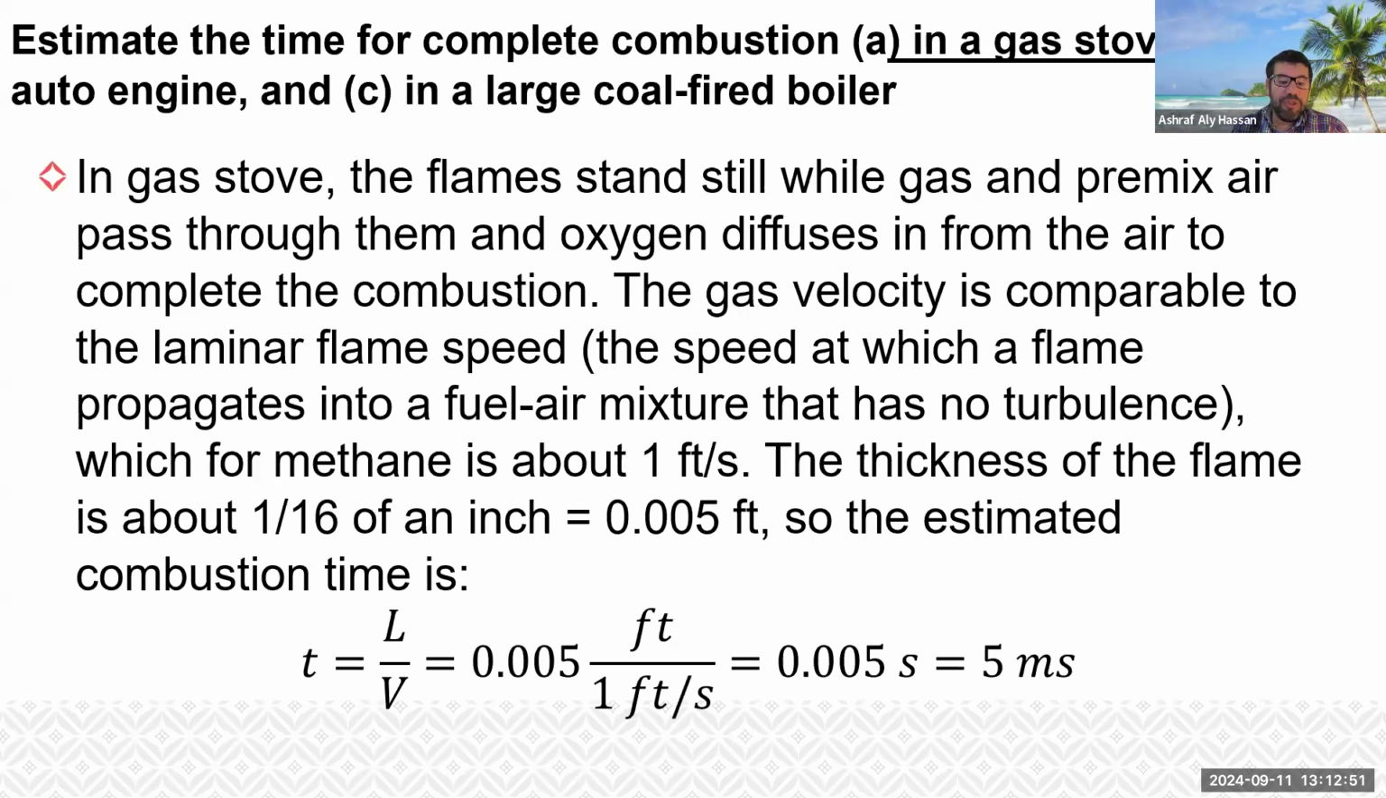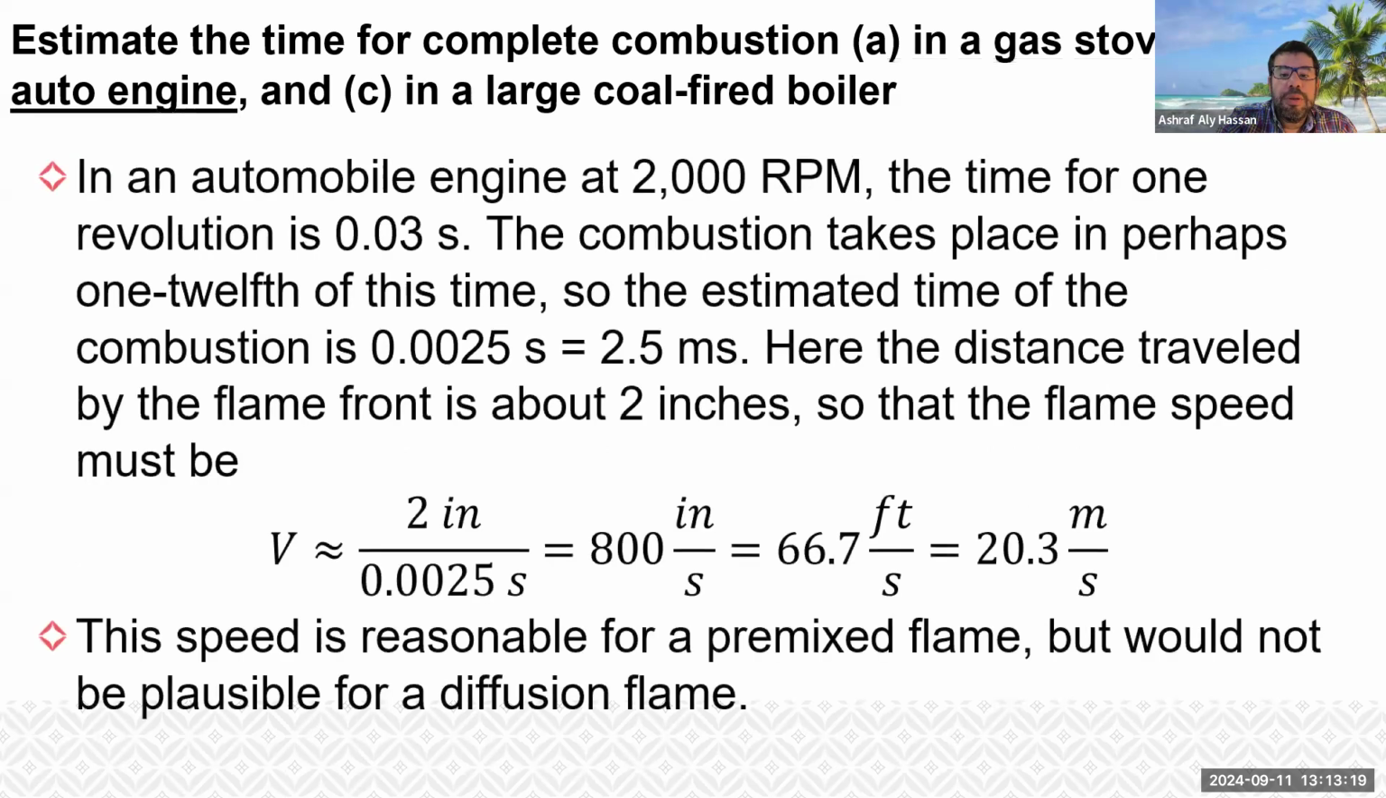thickness. So the combustion time is t equals L over V, where L is the distance and V is the speed. So it is 0.005 feet over the speed, which is 1 feet per second. This gives you 0.005 seconds, which is 5 milliseconds. This is the time it takes for burning on your stove, for having this flame. Let's look here at an auto engine, and let's write here that the t was 5 milliseconds.